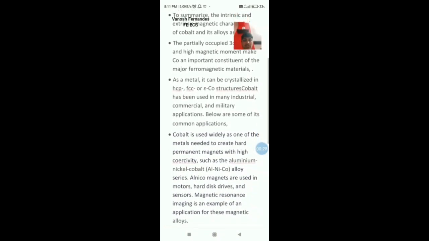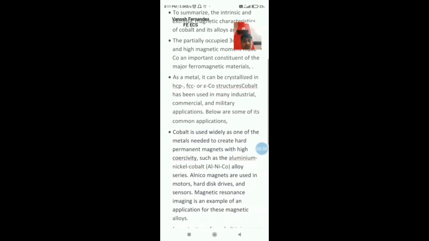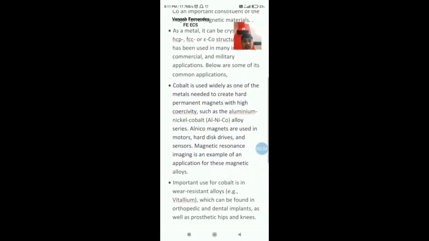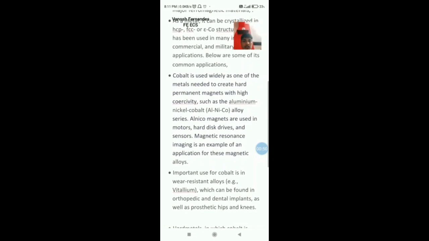Cobalt is used widely as one of the metals needed to create hard, permanent magnets with high coercivity, such as the aluminum nickel cobalt Alnico alloy series. Alnico magnets are used in motors, hard disk drives, and sensors. Magnetic resonance imaging is an example of an application for these magnetic alloys.